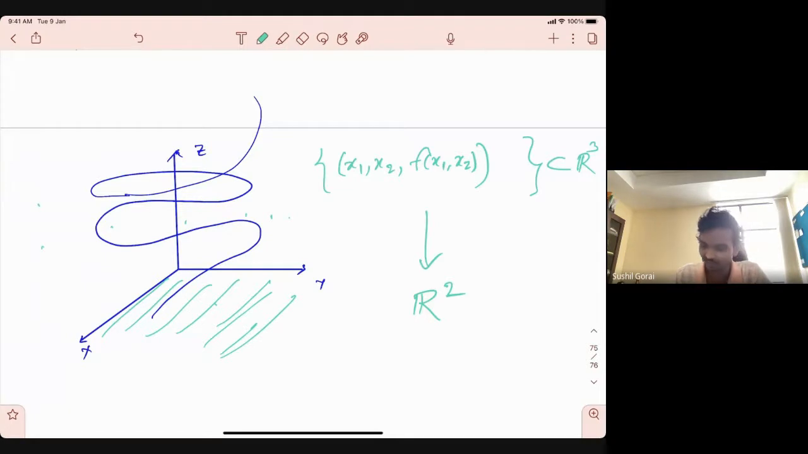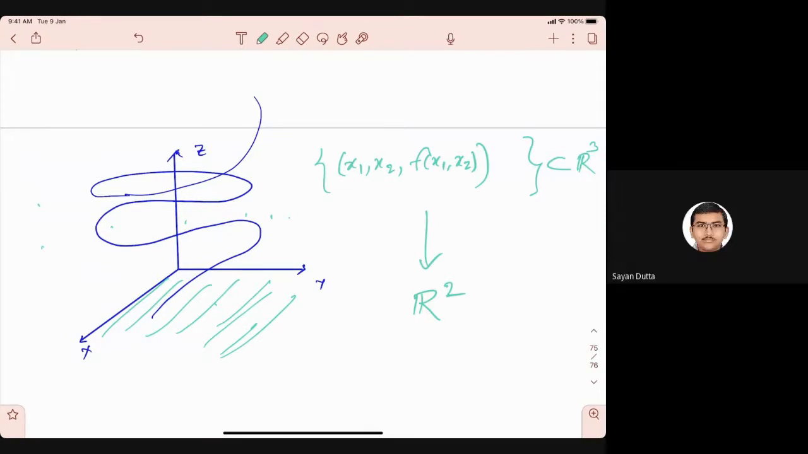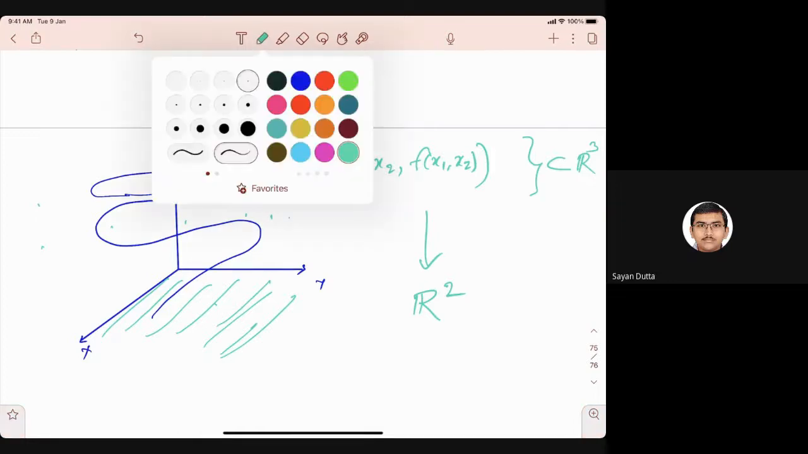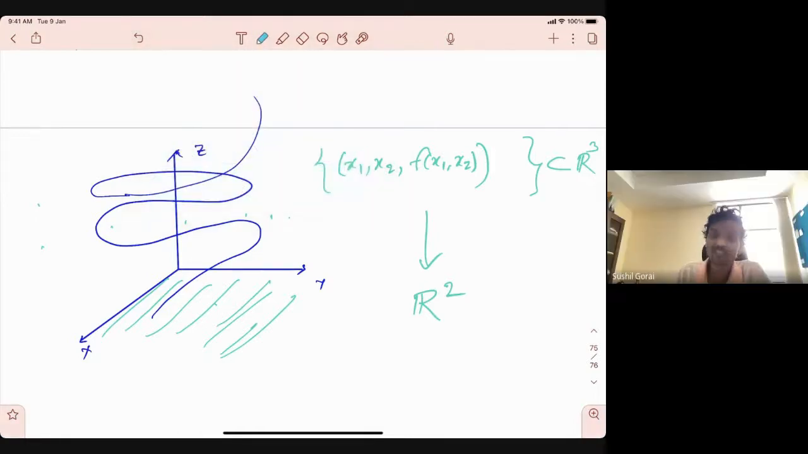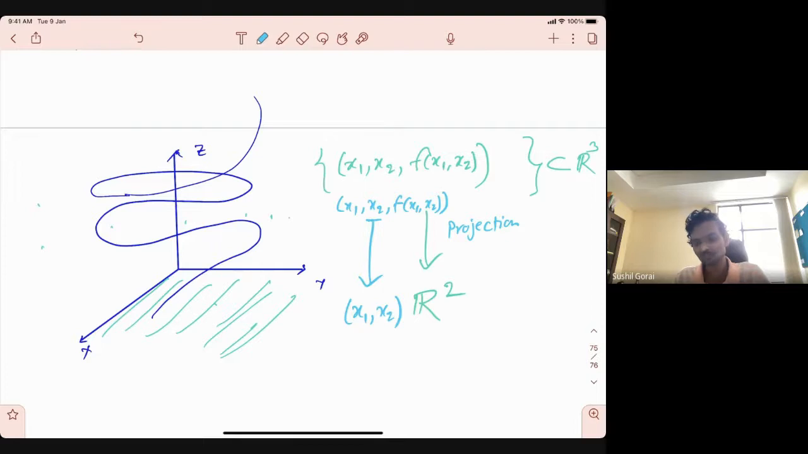It's not the identity, because identity would go from R3 to R3 only. Yes, what I meant was an analog of the identity, (x1, x2). Yeah, this is called projection. So this (x1, x2, f(x1, x2)) maps to (x1, x2), right? This is the map. Is it continuous?